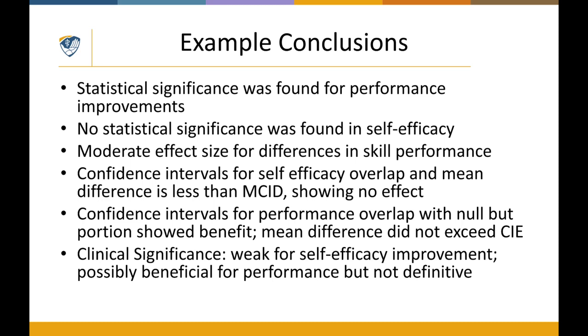So the conclusions we could make from our example, as I've already alluded to some of them: there was statistical significance found for improving performance using standardized patients. That was not found to be the case for self-efficacy. There was a moderate effect size for skill performance differences. The magnitude was moderate. The confidence intervals for self-efficacy overlap in the mean difference, so the difference of 2.1 and 2.2 was less than the MCID, showing no effect.